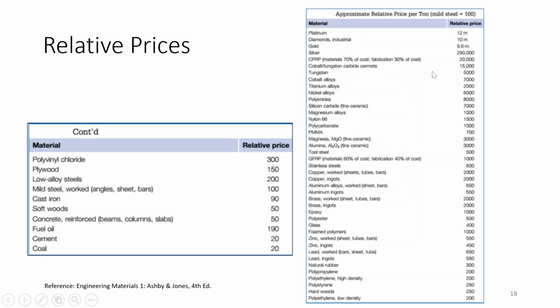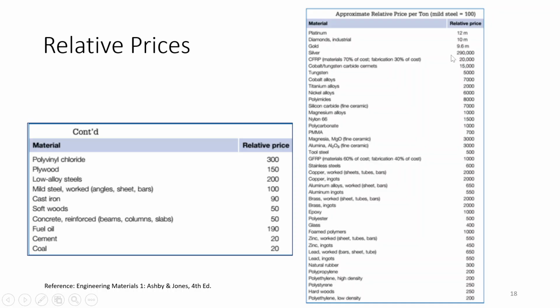Steel. So here you can see platinum has the highest price, around 12 million. This is the approximate relative price per ton of mild steel. Platinum is around 12 million, industrial diamonds are 10 million, and gold is 9.6 million. Then you have silver, CFRP, carbon, and tungsten carbide cements. All these are also very expensive.